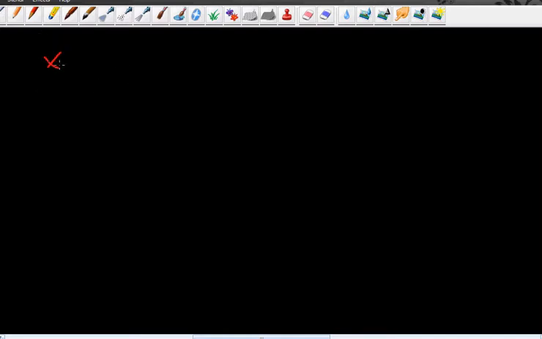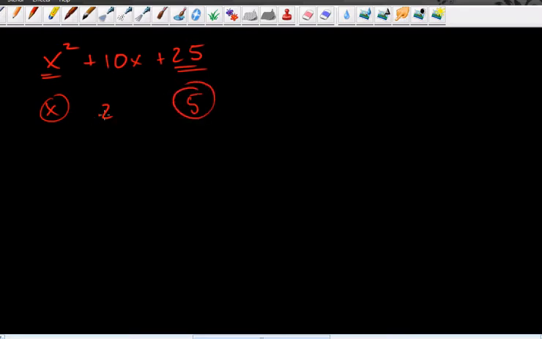For example, if you had to factor the expression x squared plus 10x plus 25, and you notice that the first term and the last term are both perfect squares. In this case, the perfect square of x and the perfect square of 5. And the middle term is 2 times x times 5. 2 times x is 2x times 5 is 10x. Then you can take these two numbers, x and 5, and factor x plus 5 squared.